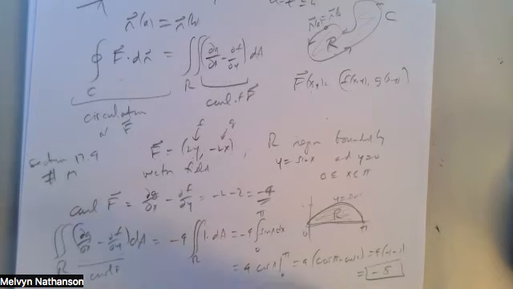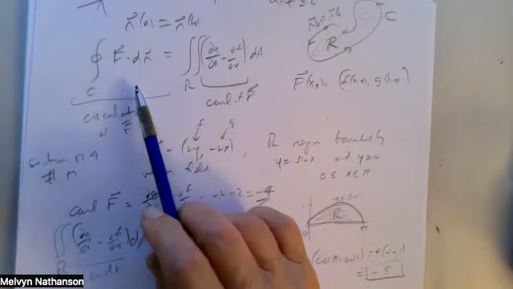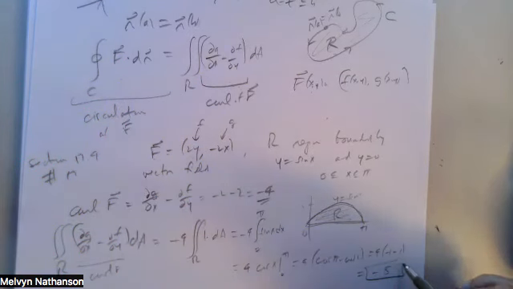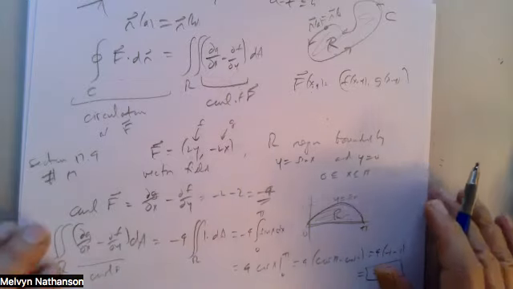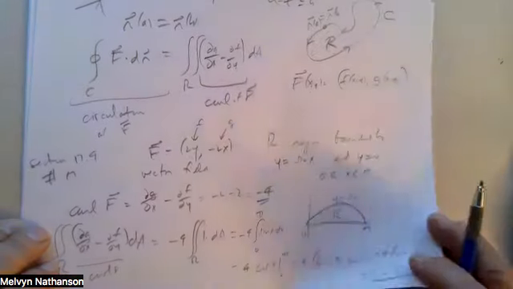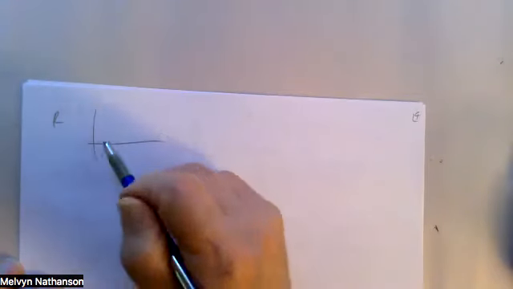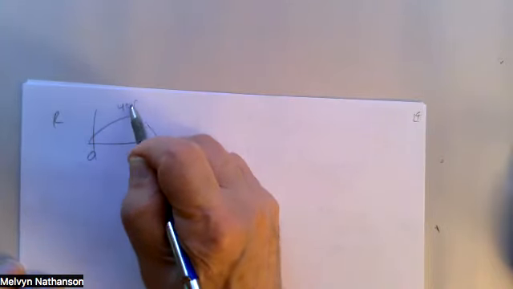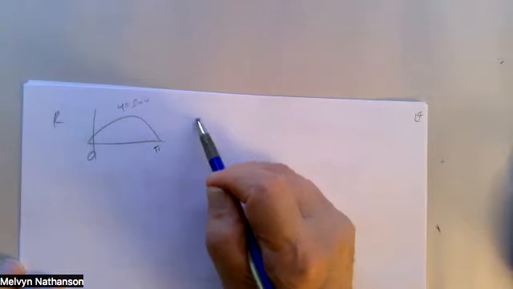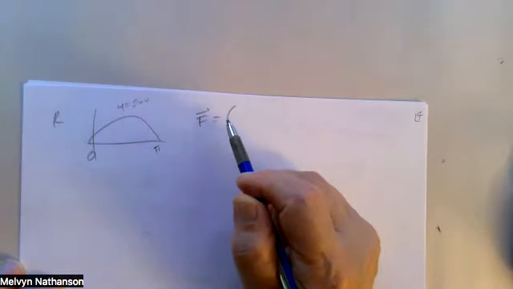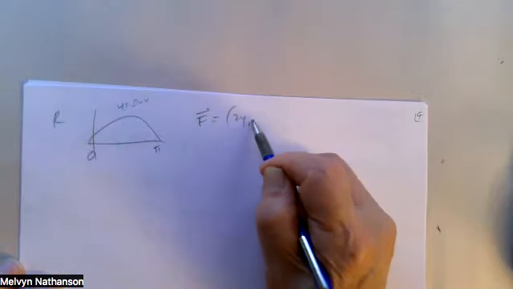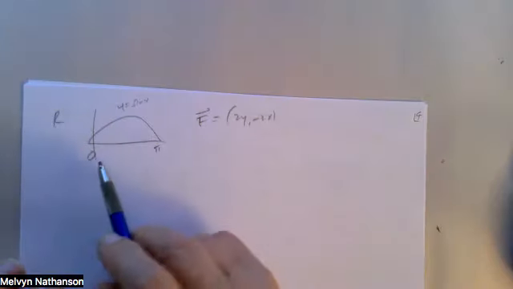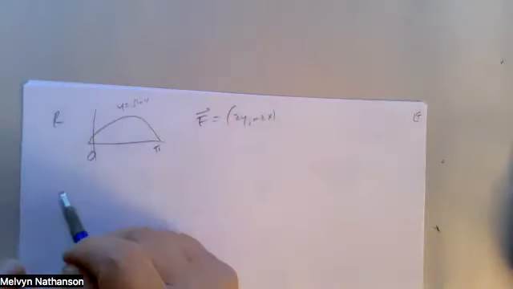Any questions about that? That's the right-hand side. Let me calculate the left-hand side, and I know the answer has to be minus 8, at least it should be. But let's see if we can do this and check. So I have my region R from 0 to pi, and this is y equals sine x. And I have my vector field F, which is 2y, minus 2x.